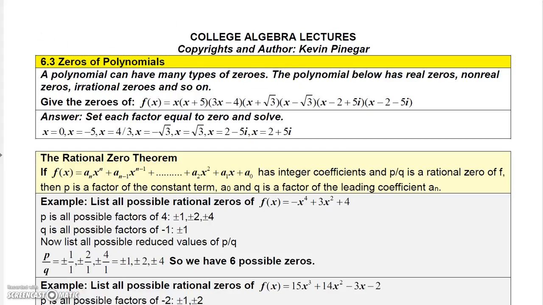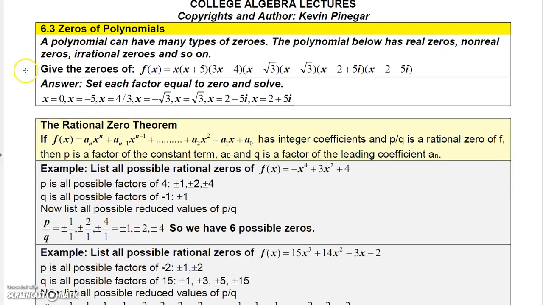Okay, we're going to continue talking about zeros of polynomials, but let me tell you this. A polynomial can have many types of zeros. Like if I had a polynomial, let's say I factored it into this form, notice that x equals 0 is a real number, is a solution, -5. Fraction like 4/3 could be a solution. Minus square root of 3 and plus square root of 3 could be a solution. And even 2 minus 5i and 2 plus 5i could actually be solutions.